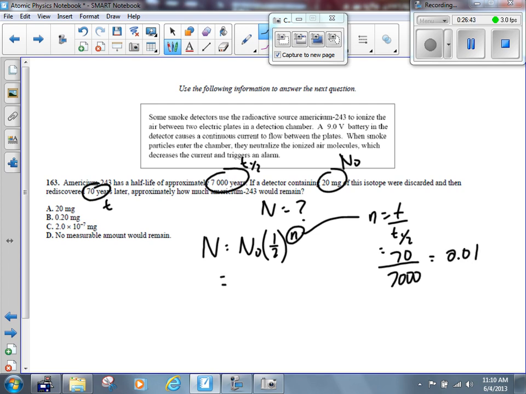Let's say N sub 0, 20 milligrams again. We're in milligrams. It's a strange set of units, but it doesn't matter. As long as we're consistent here, we can use whatever units we want. 20 milligrams times 1/2 to the 0.01. What do we get when we do that? 19.8. Approximately, how much is going to remain?